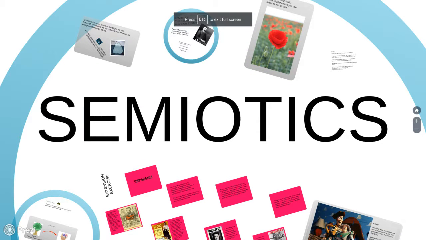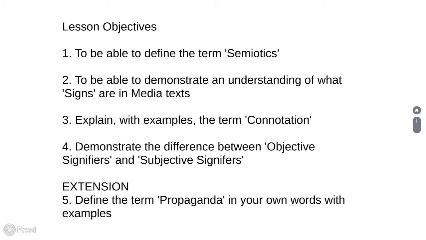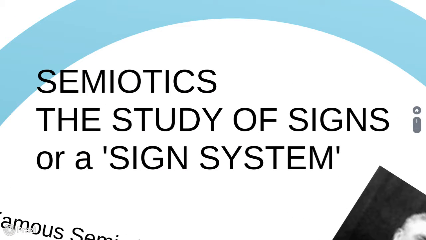Hello first years, this is a lesson on semiotics then, to help you with your visual analysis. In this screencast we're going to go through at least the first three objectives here: defining what the term means, being able to demonstrate an understanding of what signs actually are in media texts, and thirdly, explaining with examples what the term connotation means.